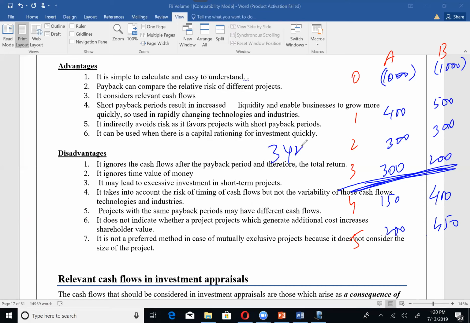But as per payback, which one should be selected? Anyone can be selected. Payback is not giving us an idea which project is giving a higher return after the payback period. It is not.